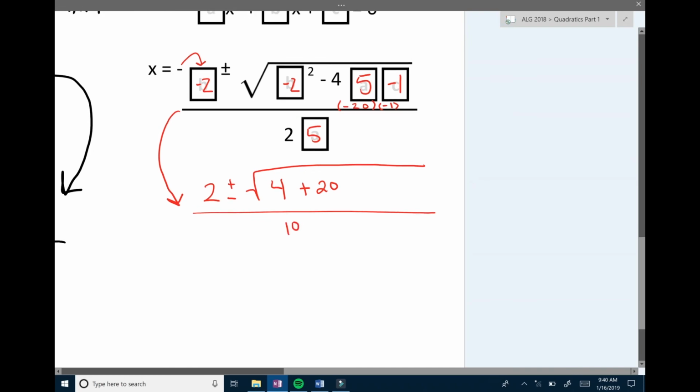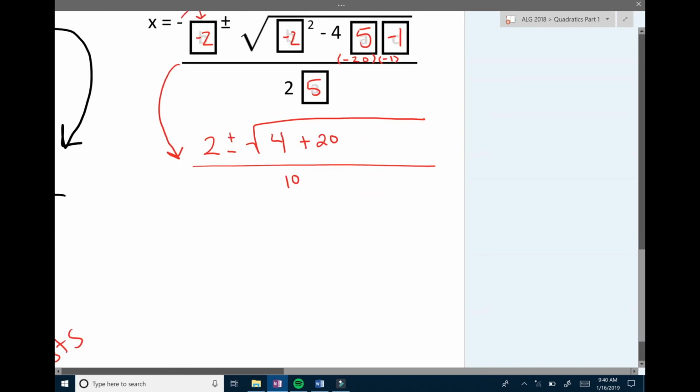Okay, let's continue this problem. So I'm going to write, I can't do anything with this 2 yet. Can't do anything with this plus or minus. Let's see, 4 plus 20 is 24. And that's over 10.